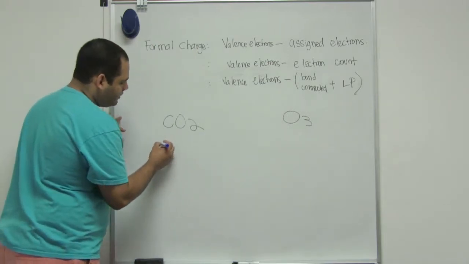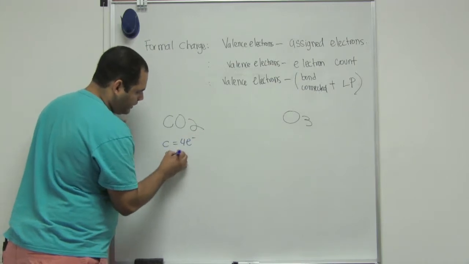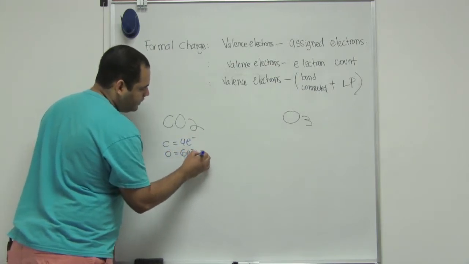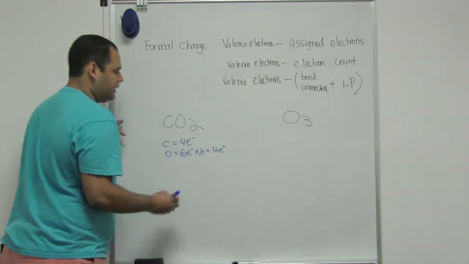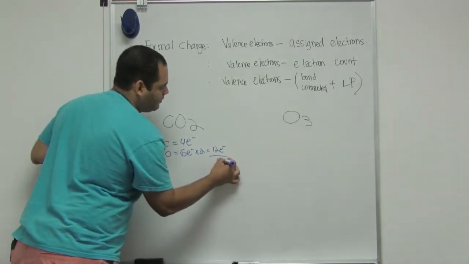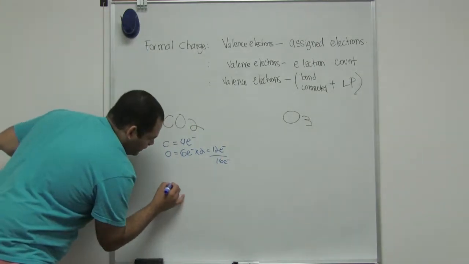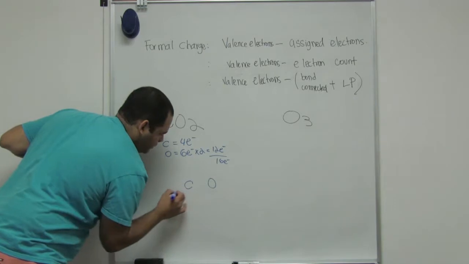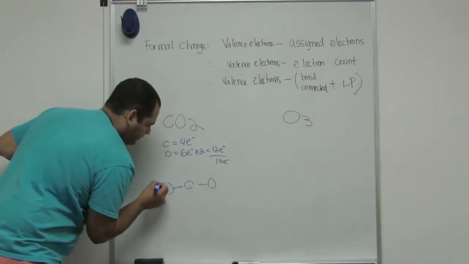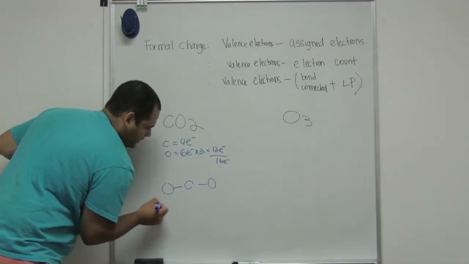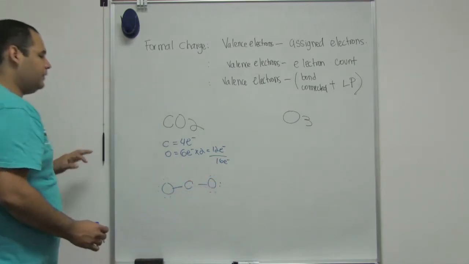So I know that carbon has 4 valence electrons. I know that oxygen has 6 valence electrons. Because I have 2 oxygens, this would be 12 valence electrons, giving me a total of 16 valence electrons. So now I draw the Lewis structure. I have carbon in the center, oxygen and oxygen. So 2, 4, 6, 8, 10, 12, 14, 16.